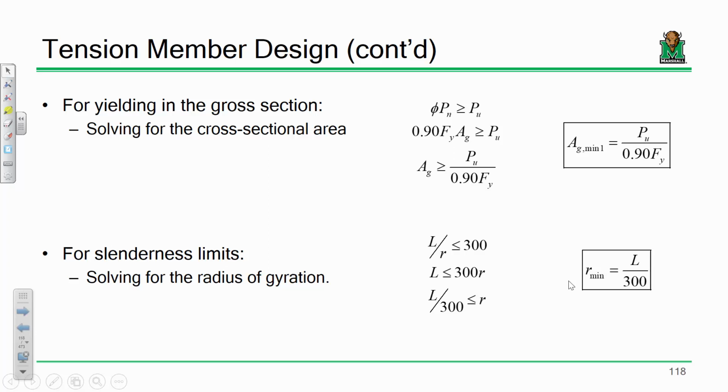And what's our strength? Well, what would our strength be if we were looking at gross section yielding? It would be Fy times Ag, right? And our phi value is 0.9. So that's our design expression for gross section yielding. Now, if I'm in design mode, if I have a building and I've got a brace, I need to design that brace to hold up 50 kips in dead load, 100 kips in live load, and let's say that's what I know.